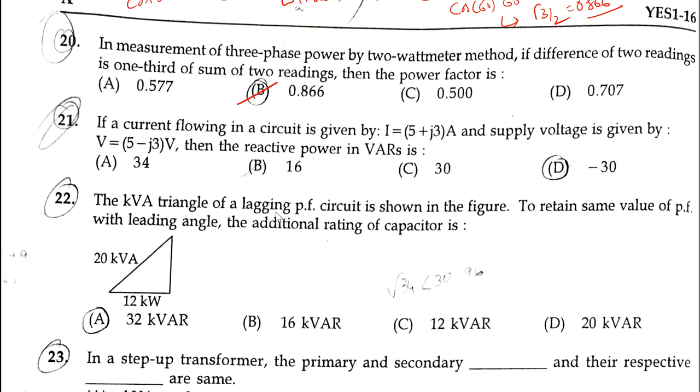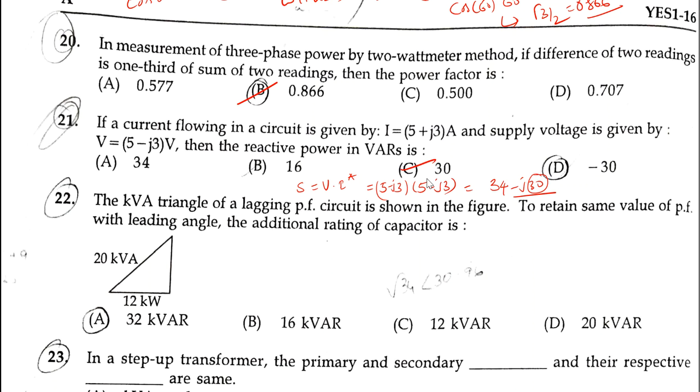If the current flowing in a circuit is given by I is equal to 5 plus j3 amperes and the supply voltage is given by V is equal to 5 minus j3 volts, then the reactive power in VAR is? First of all, we take the S value. S is nothing but V into I conjugate. V is 5 minus j3, and I conjugate becomes 5 minus j3. Simplify this and you get 34 minus j30. So reactive power is nothing but 30, active power is 34. So the answer will be C here.